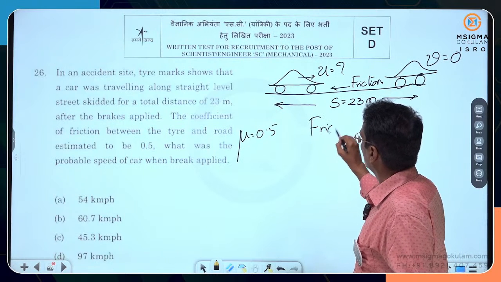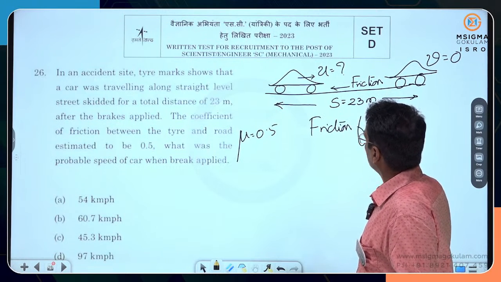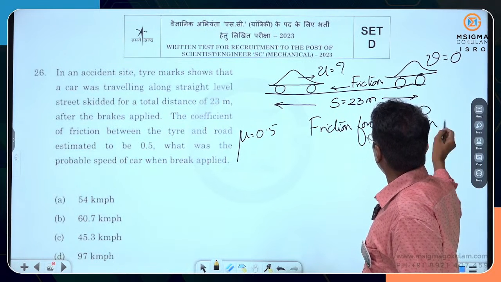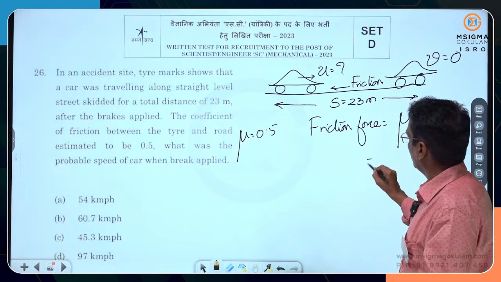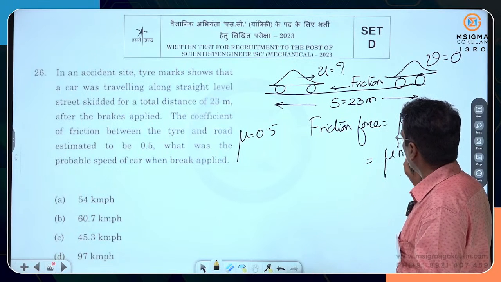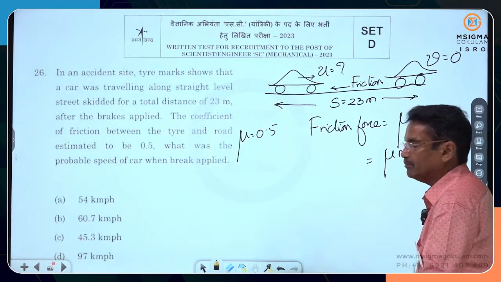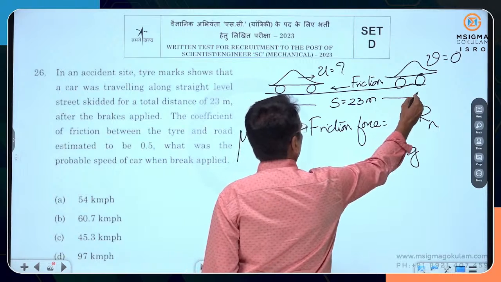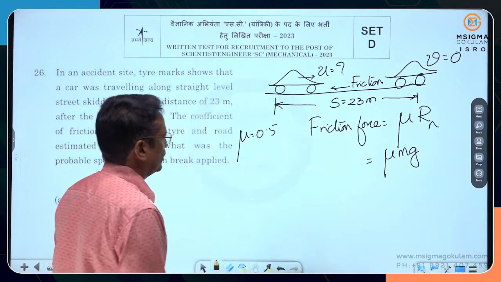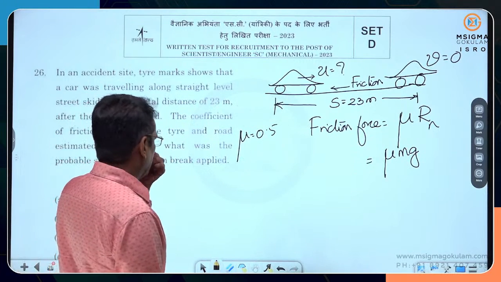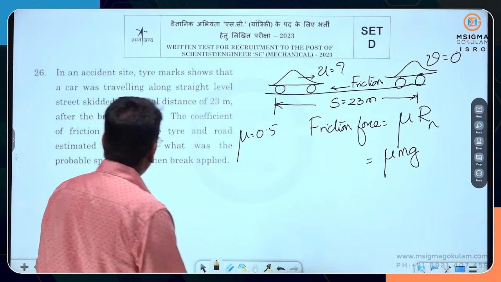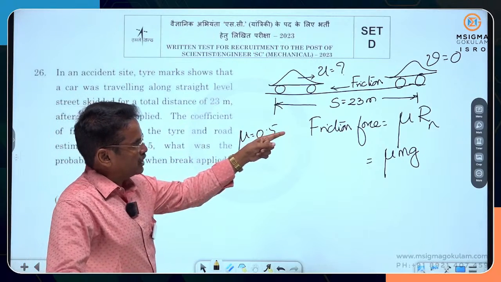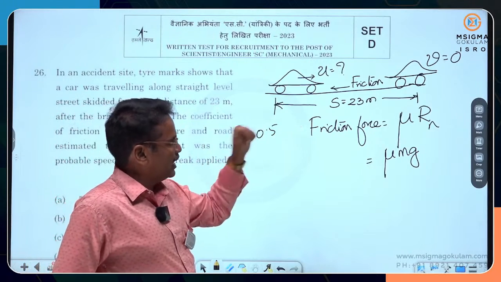Friction force is equal to mu into Rn, normal reaction. What is the normal reaction? Mg, mu into mg. There is only one force that is acting, right? Opposite to the direction of the motion. Mu into normal reaction, which is mg, weight of the car. That mu may be the coefficient of kinetic friction. It may not be the coefficient of static friction, it may be the coefficient of kinetic friction.